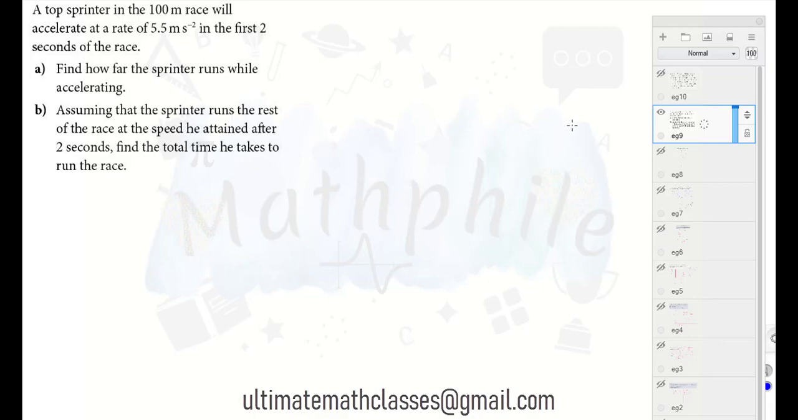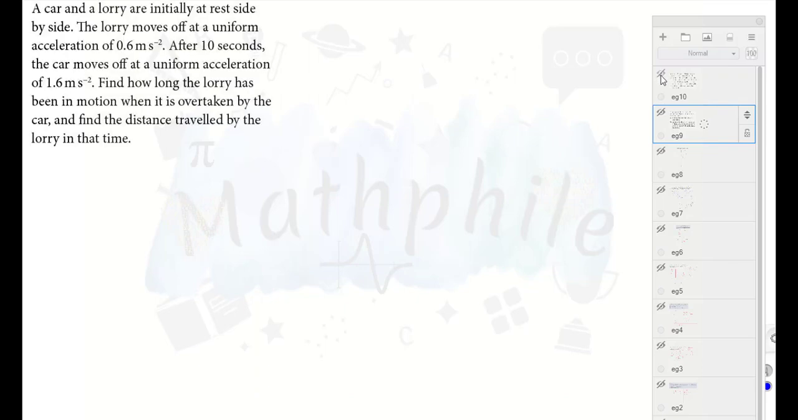Just look at this question, and this is the 10th question. A car and a lorry are initially at rest side by side. The lorry moves off at a uniform acceleration of 0.6 meters per second squared. After 10 seconds, the car moves off at a uniform acceleration of 1.6 meters per second squared. Find how long the lorry has been in motion when it overtakes the car, and find the distance traveled by the lorry in that time. You can also take a screenshot of this and try it out.